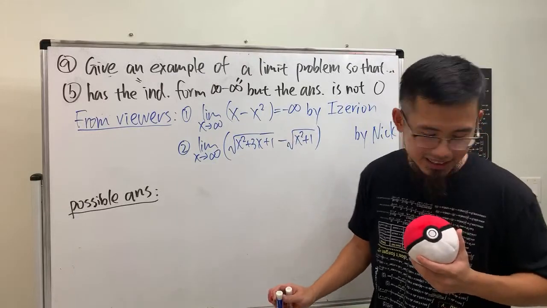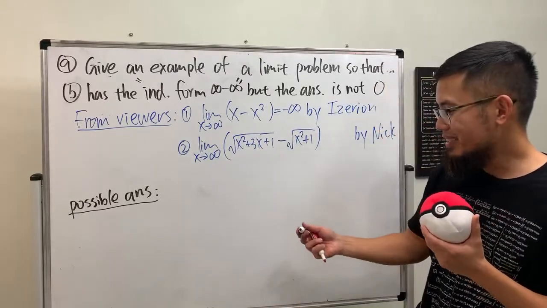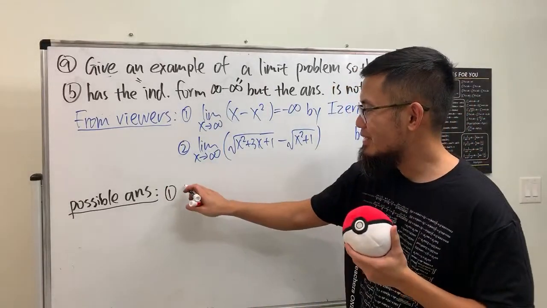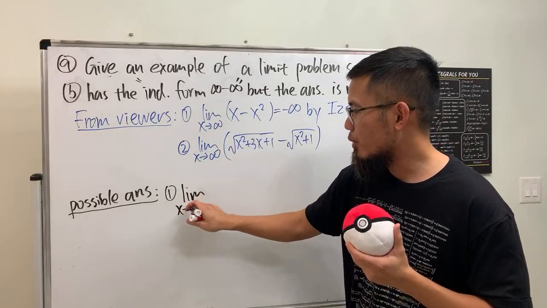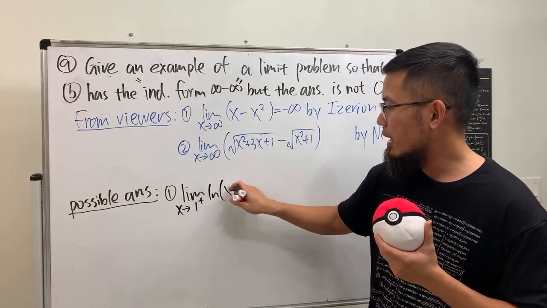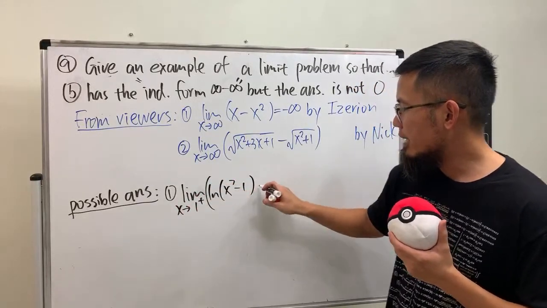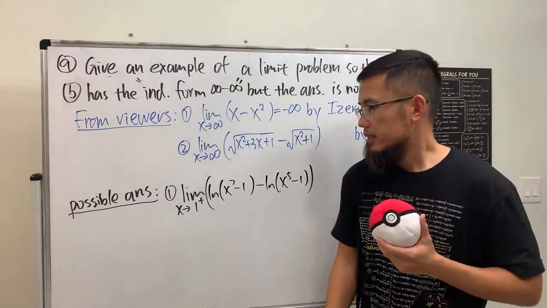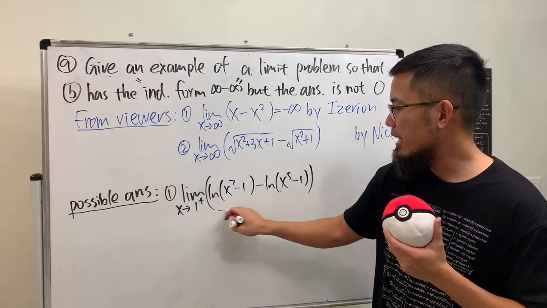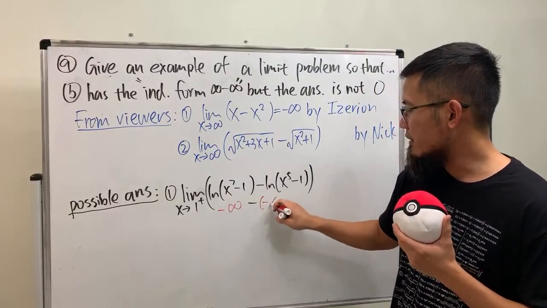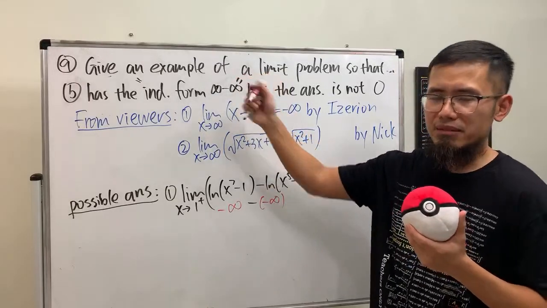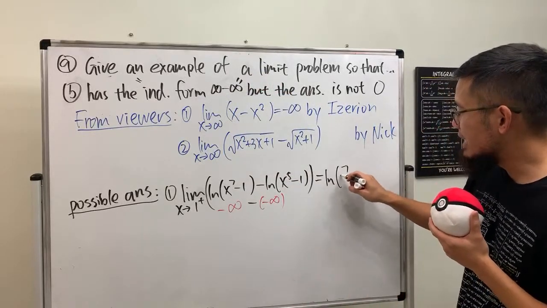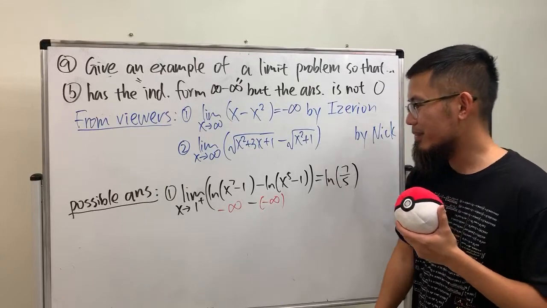All right, so let me know what the answer is. In the meantime, I will tell you guys my choice, right? First one, it's actually from the homework. This right here is the limit as x approaching 1 of ln x to the 7 minus 1, and then minus ln x to the 5 minus 1. Technically, when you do this, you actually get negative infinity minus negative infinity, but this is actually still in the form of that, so it doesn't really matter. I will tell you, this right here gives you ln of 7/5, right?